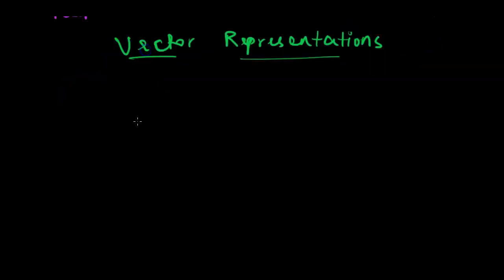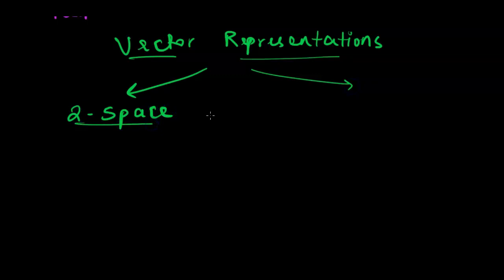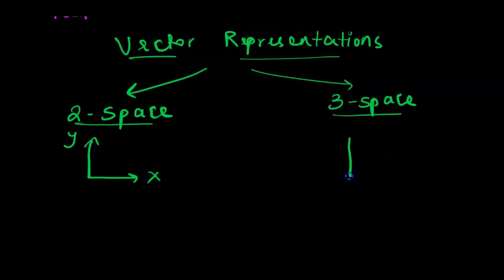Now let's talk about vector representations. So vectors can be represented in two different spaces. One is called two-space vectors and one is called three-space vectors. Two-space vectors are the vectors that are represented only on x and y axes. Three-space vectors are the vectors that are represented on three axes, that is x, y, and z axes. So when it's three-space, this is the x-axis, this is the y-axis, and this is the z-axis.